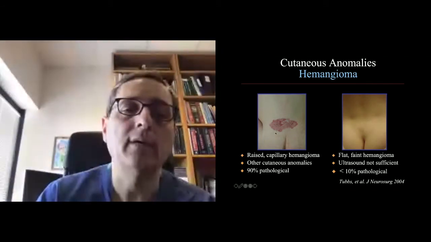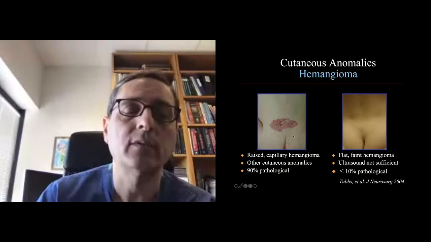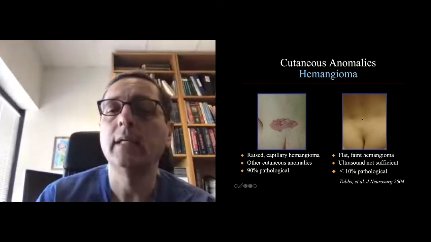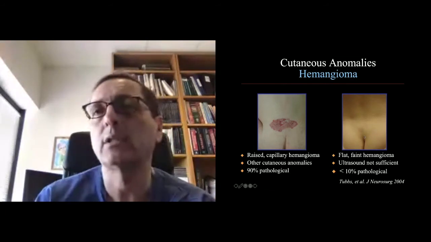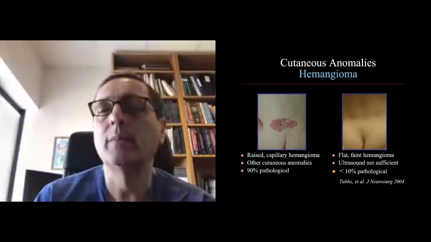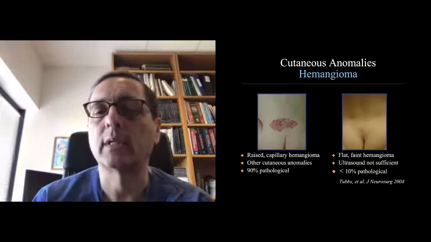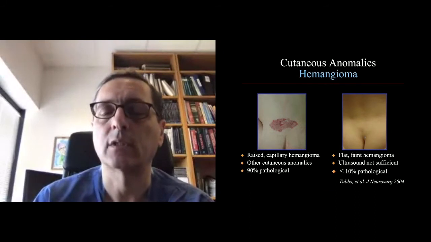So usually, if you have something like what's on the left, we immediately get an MRI. If you have something like what's on the right, depending on the location and how prominent it is, we might get one of those quick spine MRIs that can give us a quick glimpse at it.